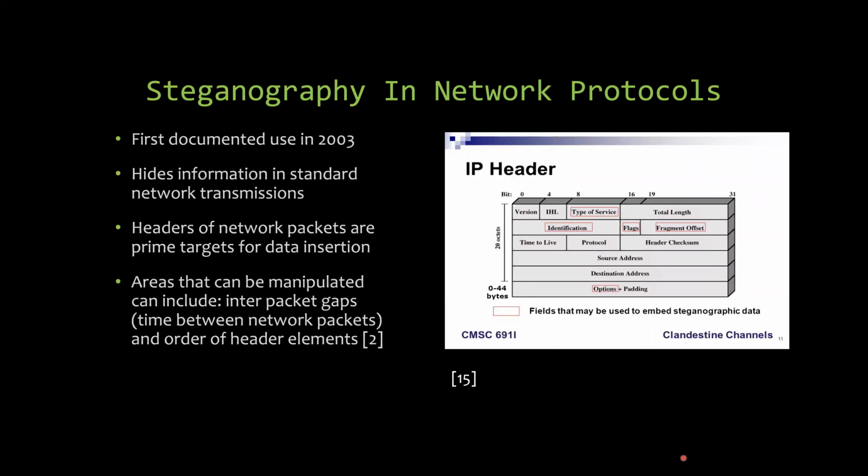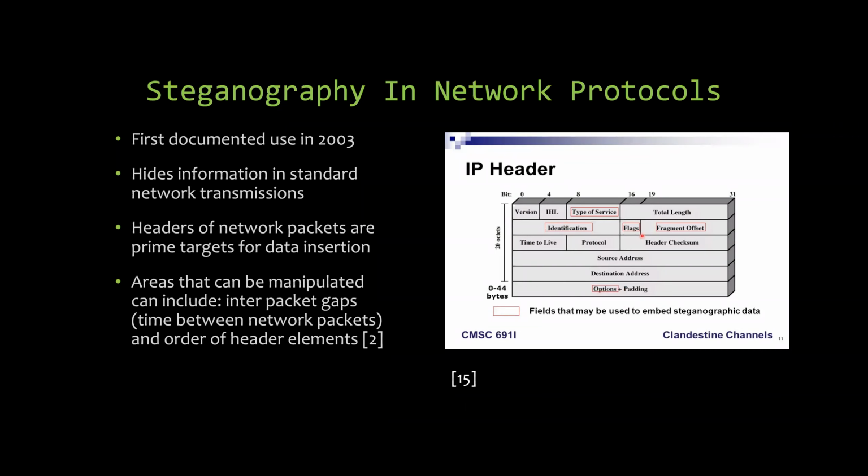And then here's an example of steganography in network protocols. I won't dive too deeply into this, but this was first documented in 2003, and it hides information in standard network transmissions. So the headers of a network packet are prime targets for data insertion, because there are fields here that don't have really any type of error checking. So for example, options and padding can be 0 all the way up to 44 bytes. So malicious content can be embedded with something like that.